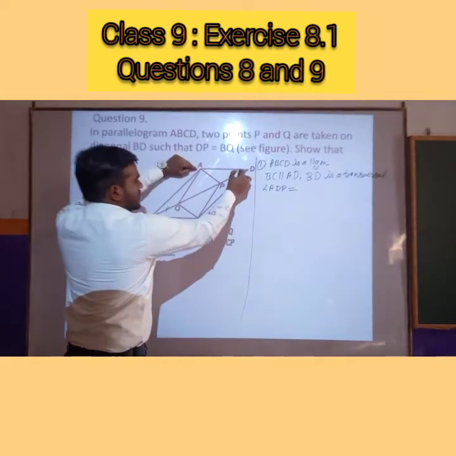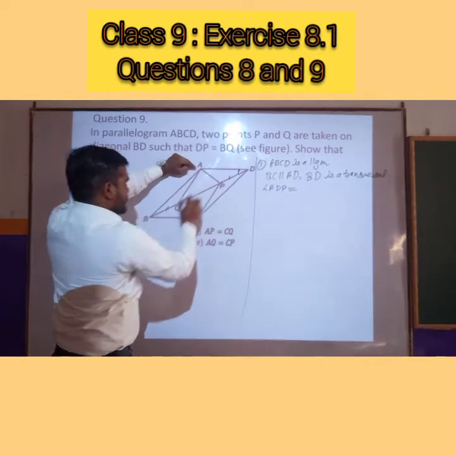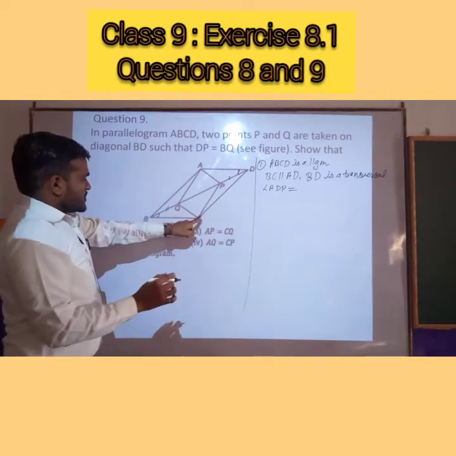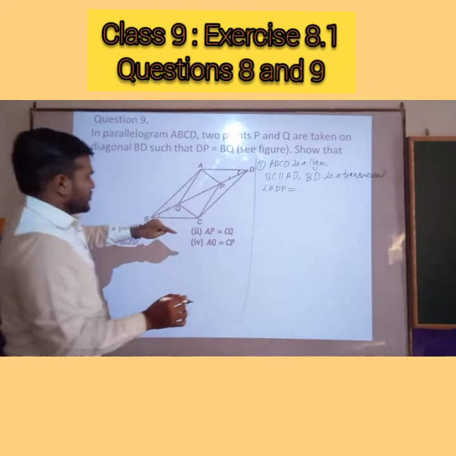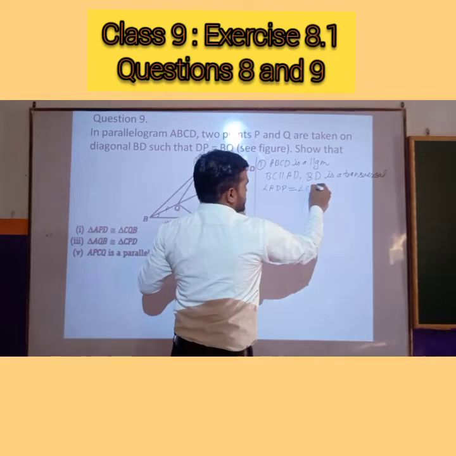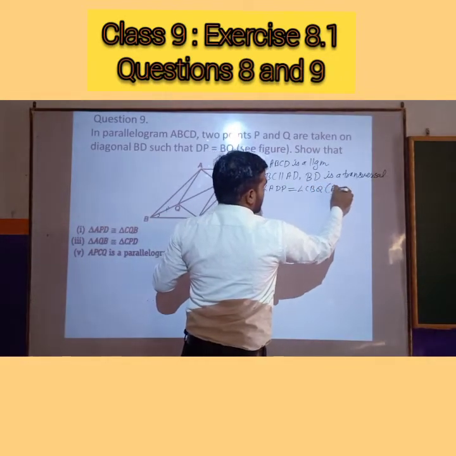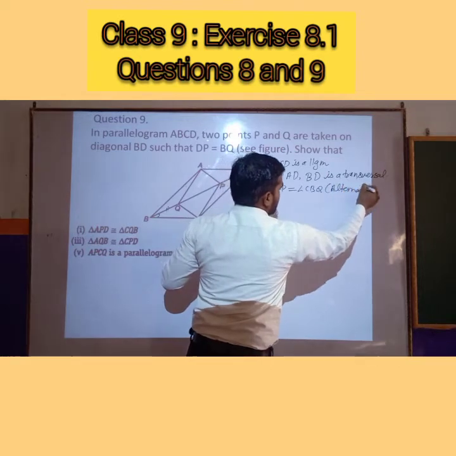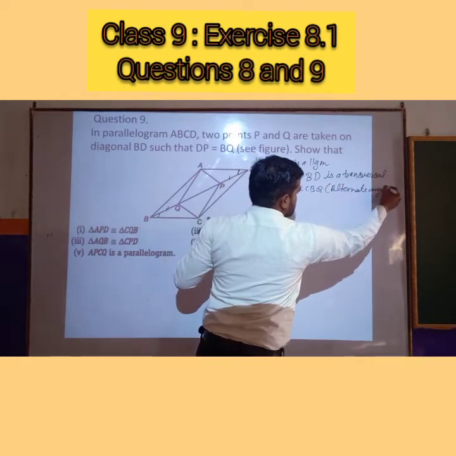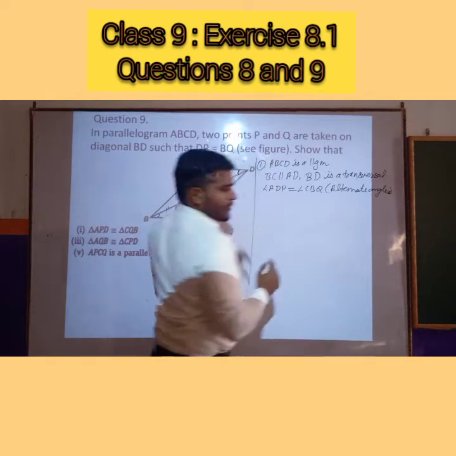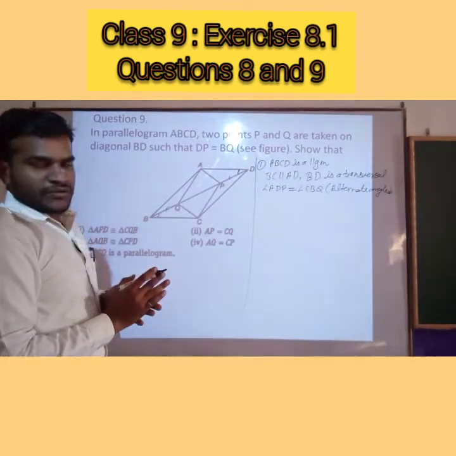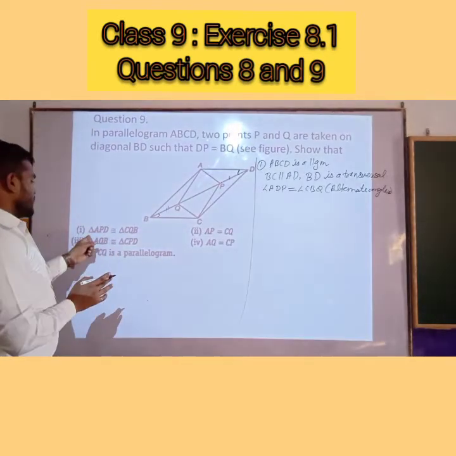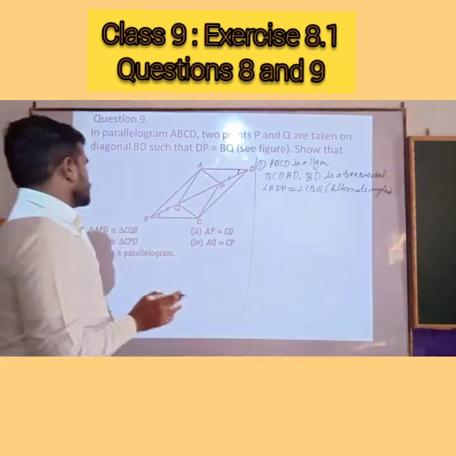If BD is transversal, then angle ADP is equal to this angle, angle CBQ. These are alternate angles, and alternate angles are equal. Now children, we have to prove that triangle APD is congruent to triangle CQB.